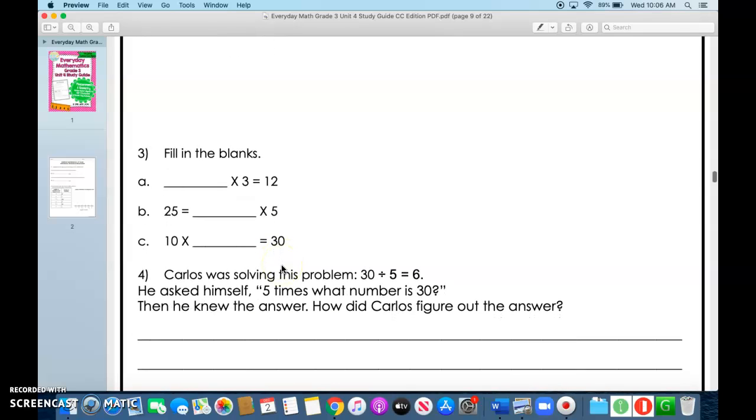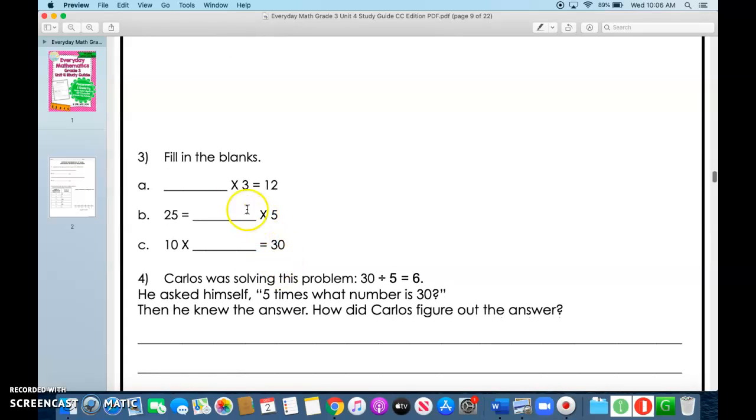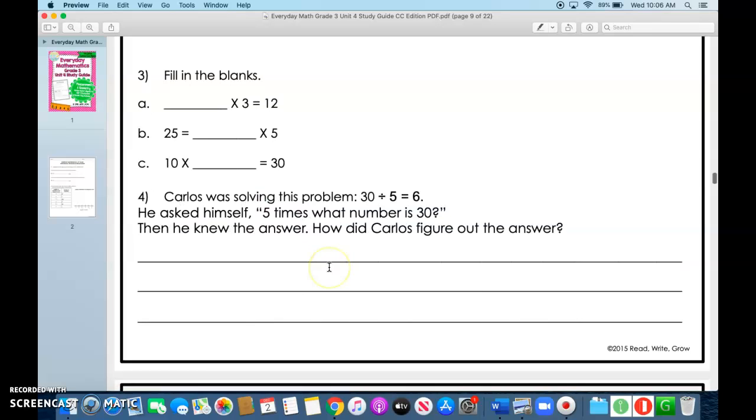Down here, number 3, you are going to figure out what number is missing. Something times 3 is 12. 5 times something is 25. 10 times something is 30.